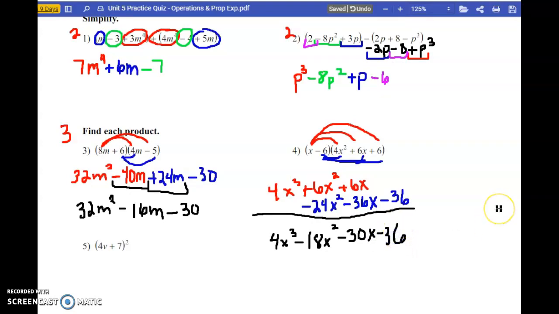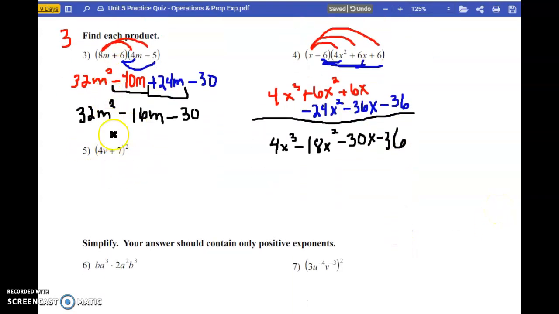And that's it. One last multiply, and I wanted to include it because it's a perfect square, meaning anything squared. I remember showing this in class when we did imaginary numbers, you must FOIL this out. So I must do 4v plus 7 times 4v plus 7. Remember, anything squared is that thing times itself. So I'm going to do it just like we did number 3. We're going to do 4v times 4v and 4v times 7. That's 16v squared plus 28v.